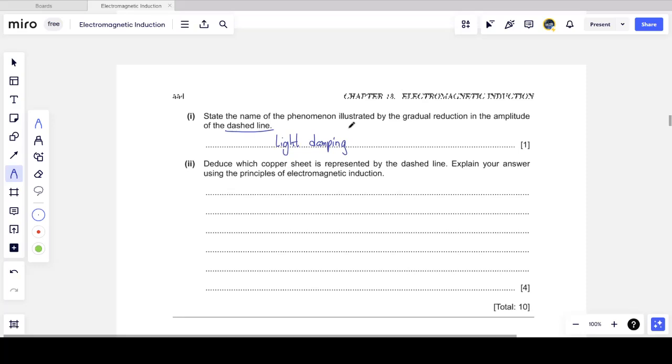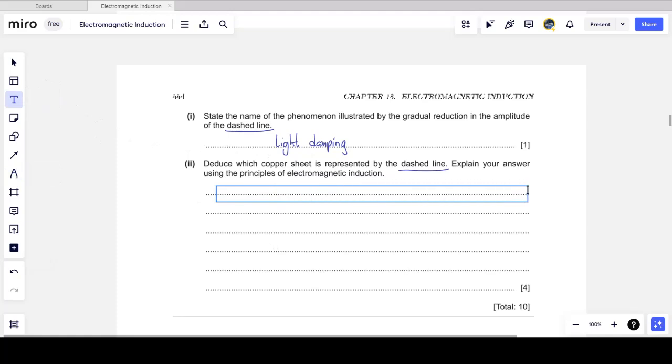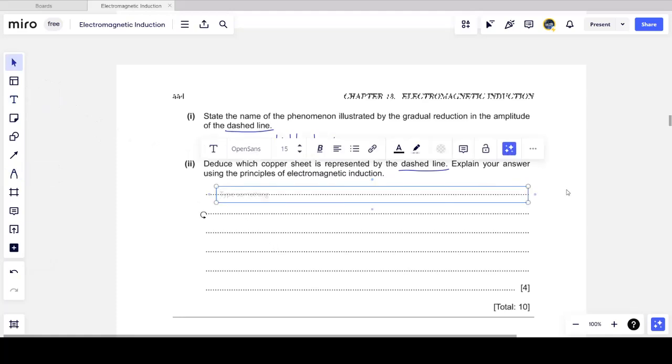But as you can imagine, the next question asks us why this light damping happens. So we want to figure out which copper sheet is represented by the dashed line. Deduce which copper sheet is represented by the dashed line and explain your answer using the principles of electromagnetic induction. So very specifically, we are asked to use electromagnetic induction to explain why there's light damping occurring. And we want to explain which copper sheet is undergoing the light damping.